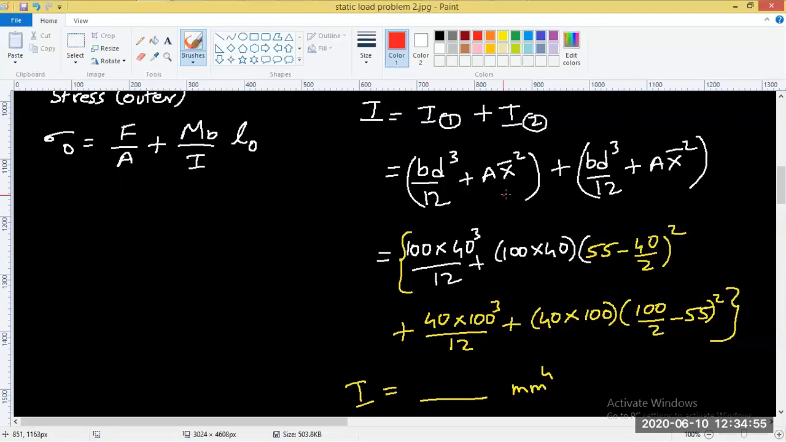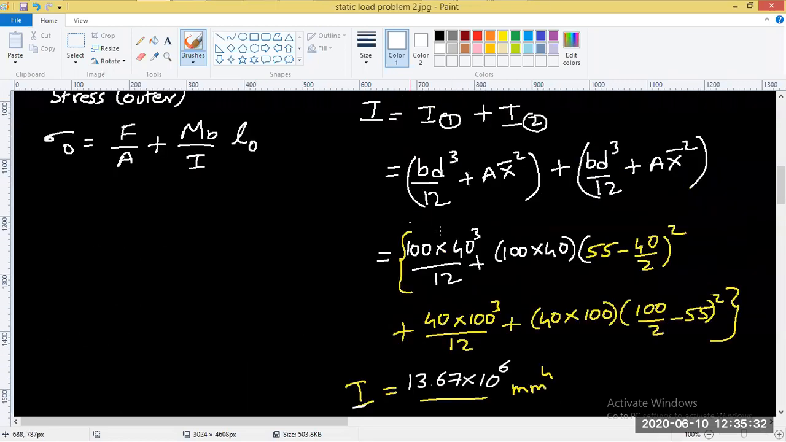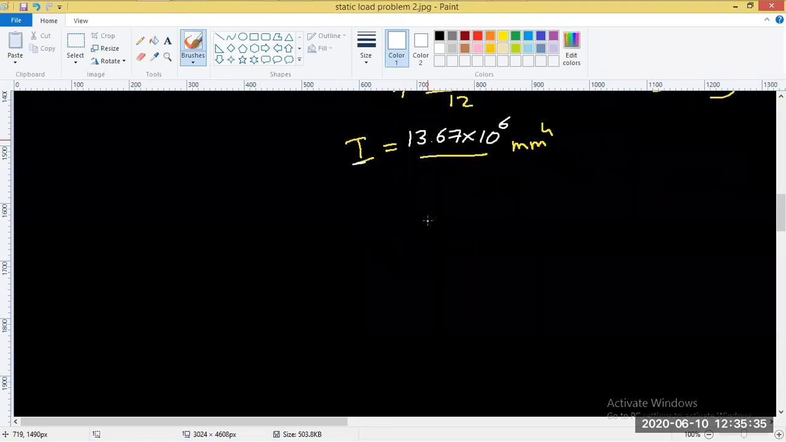Once we have the moment of inertia about that particular point, that is x bar, I think we didn't solve this quite yet. Okay, so solve this and you'll get an answer like this: 13.67 into 10 power 6 mm power 4. So this is the moment of inertia of the entire cross section, the entire T cross section which you see. So this is the value for moment of inertia.